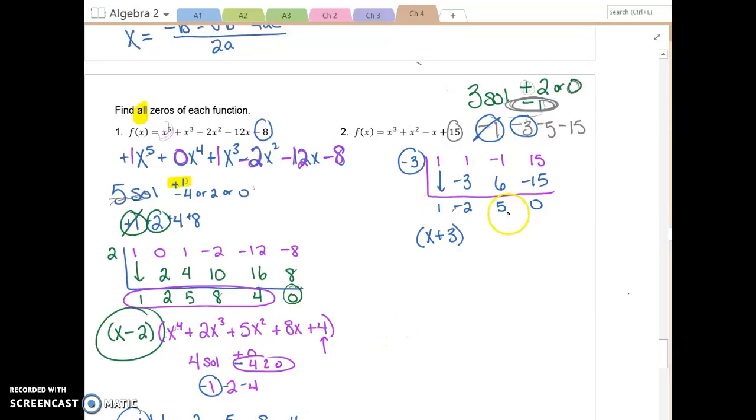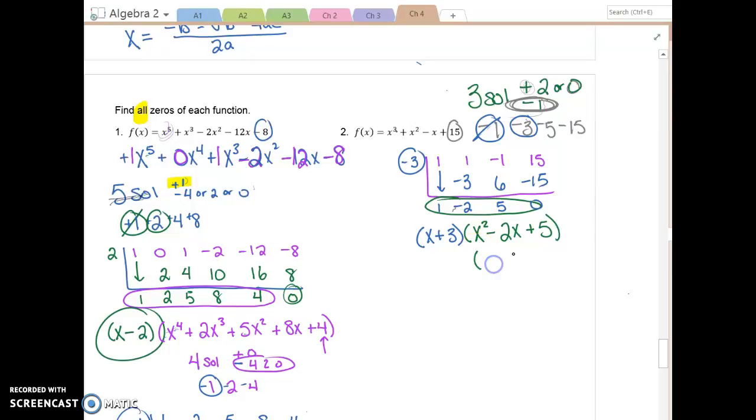The result of the synthetic division is the other part of this. Let's see, I'll use green. So this becomes this set of parentheses. Because we started with x to the third, we divided an x out of it. Now we have x squared minus 2x plus 5. This is very similar to what we did in section 4.5. This should look exactly like what we've been doing.